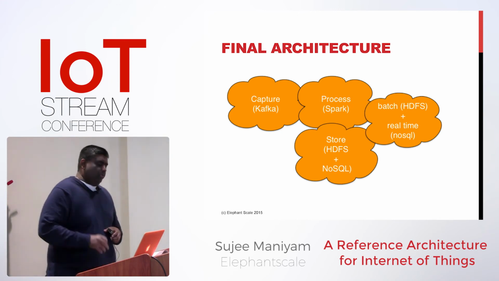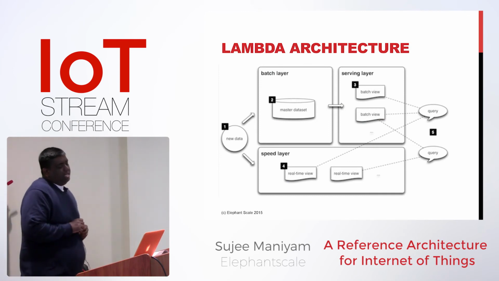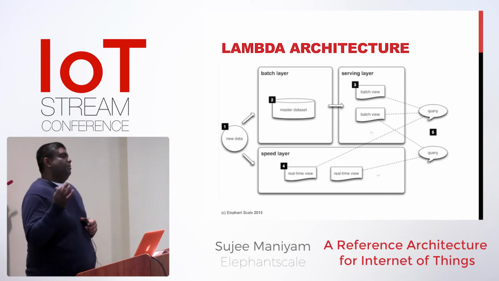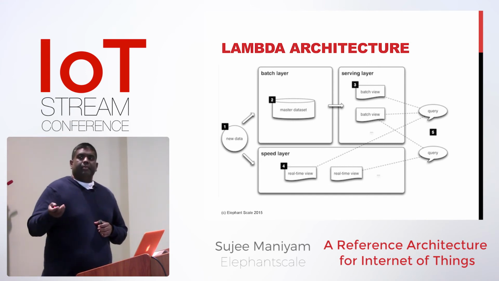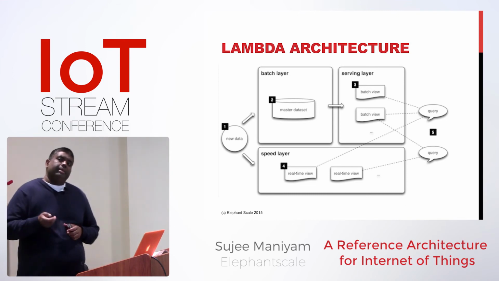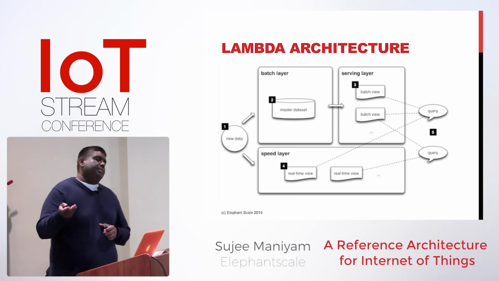So essentially what we have done is come up with a Lambda architecture. The Lambda architecture came out of Twitter, about how to do big data processing in real time and also in batch. If you look at this, the new data that comes in gets sent to both layers. My new data gets sent to my real-time storage, and it's also sent to my master data set.